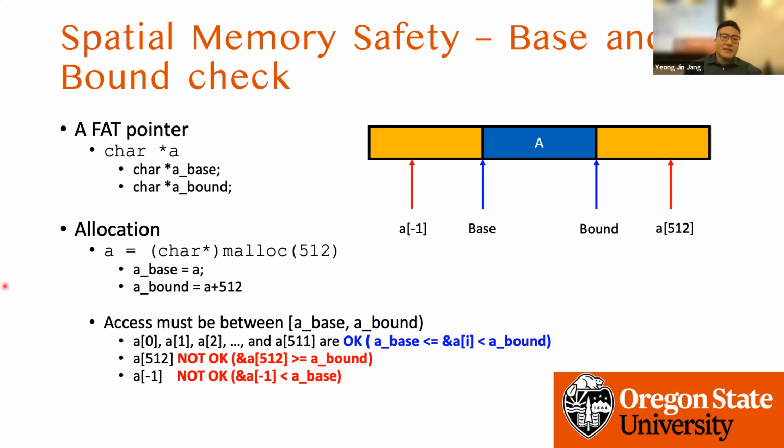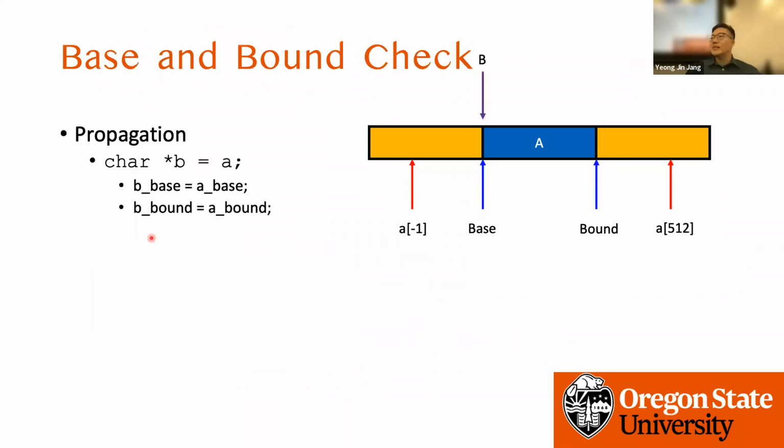And this is how we created the triplet of the fat pointer, and then how we allocate. To make it work for the entire program, we need some propagation rule. What that means is that whenever we assign a pointer to another pointer, we need to assign the same base and bound. Then it will be propagating, and at the end, any pointer will have a base and bound.